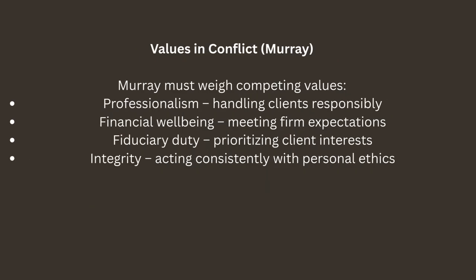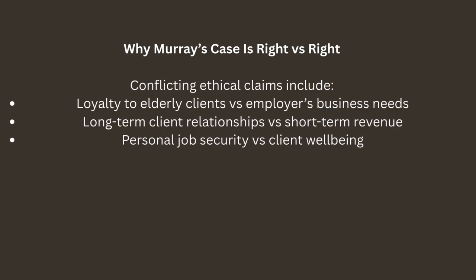Well, we'll start off with the values in conflict. Murray must weigh competing values: professionalism, handling clients responsibly, financial well being, meeting the firm's expectations, fiduciary duty, prioritizing the client's interests, and integrity, acting consistently with personal ethics. Why Murray's case is right versus right. Conflicting ethical claims include loyalty to elderly clients versus employer's business needs, long term client relationships versus short term revenue, and personal job security versus client well being. So no option is entirely wrong. His values are just colliding.